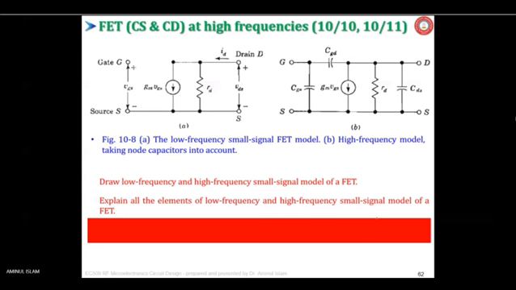Now, so far we have talked about the BJT based various kinds of amplifiers, and we have seen their low frequency as well as high frequency responses. Now we are going to talk about the MOSFET based amplifiers. One is called the CS amplifier, which is the common source amplifier. CS means common source.